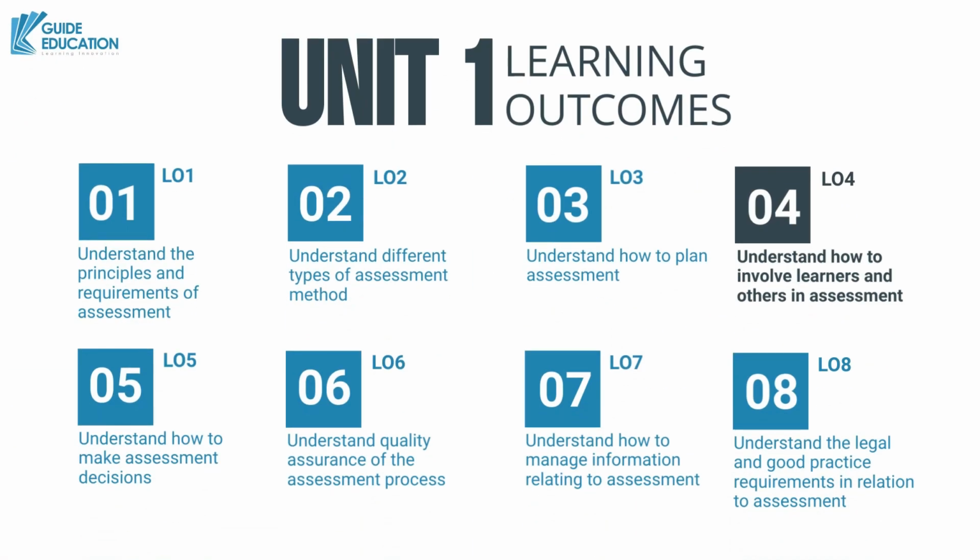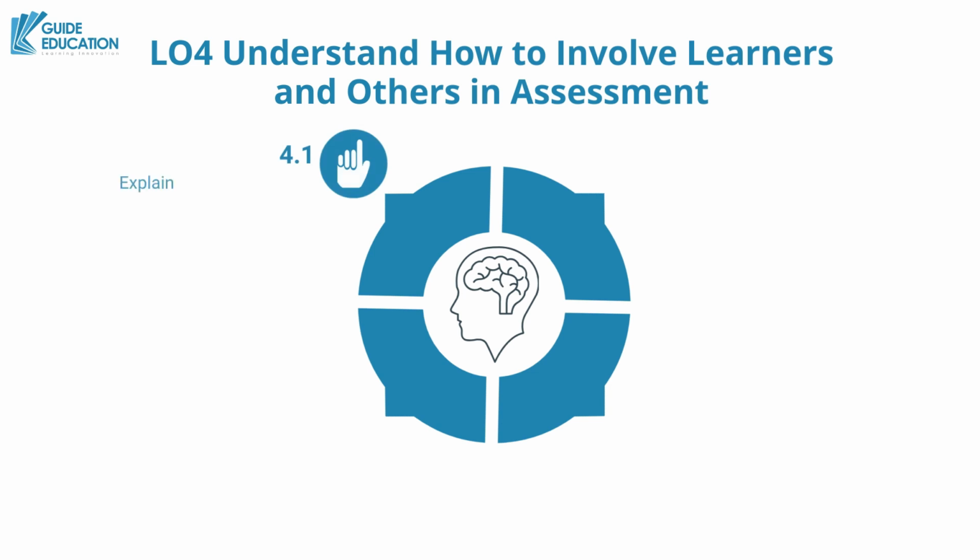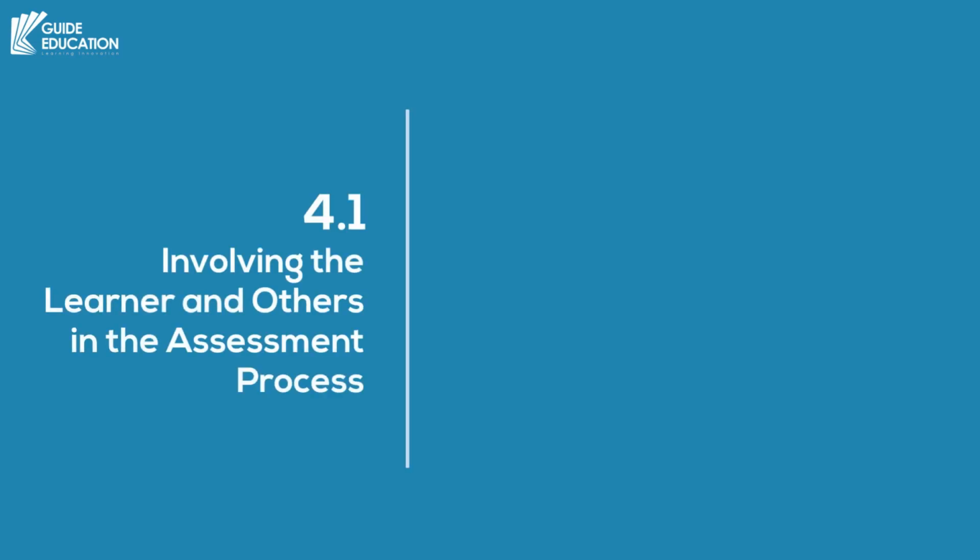Now we will look at the fourth learning outcome, and this will be focused on understanding how to involve learners and others in assessment. For 4.1, you will need to explain the importance of involving the learner and others in the assessment process. To do this, you need to consider a range of items. You'll firstly need to recognise the needs of learners.